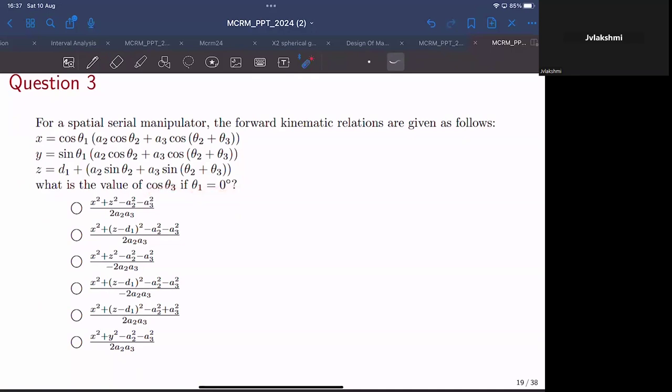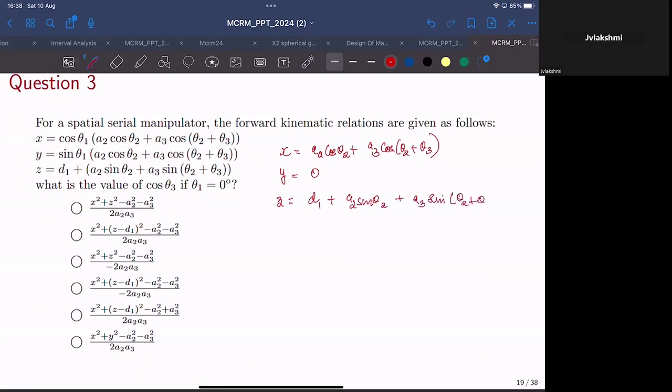So you can directly substitute theta 1 as 0 into this equation. If theta 1 is 0, cos theta 1 would be 1. So x will be a2 cos theta 2 plus a3 cos of theta 2 plus theta 3. And y would be 0 because theta 1 is 0. This entire term will get cancelled. And z would be d1 plus a2 sine theta 2 plus a3 sine of theta 2 plus theta 3.